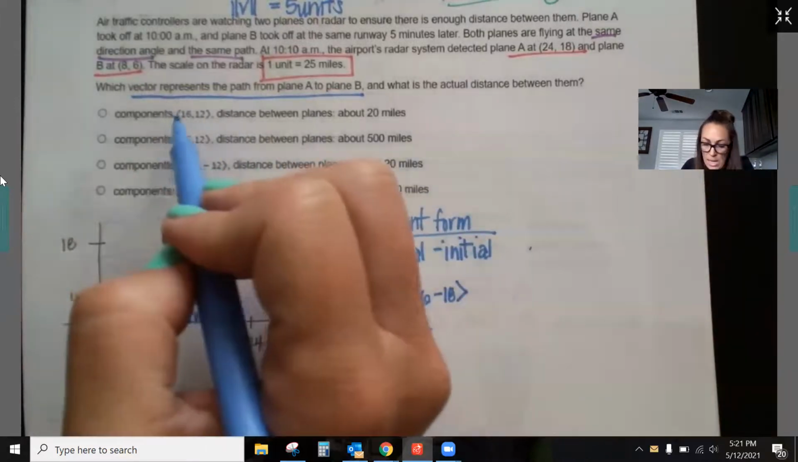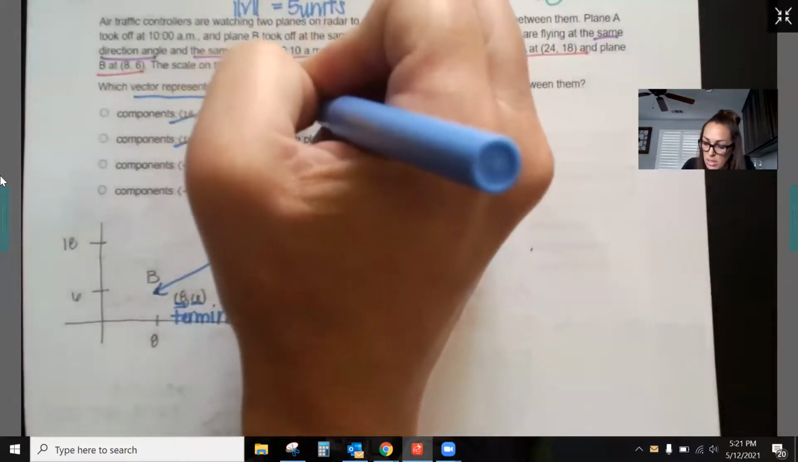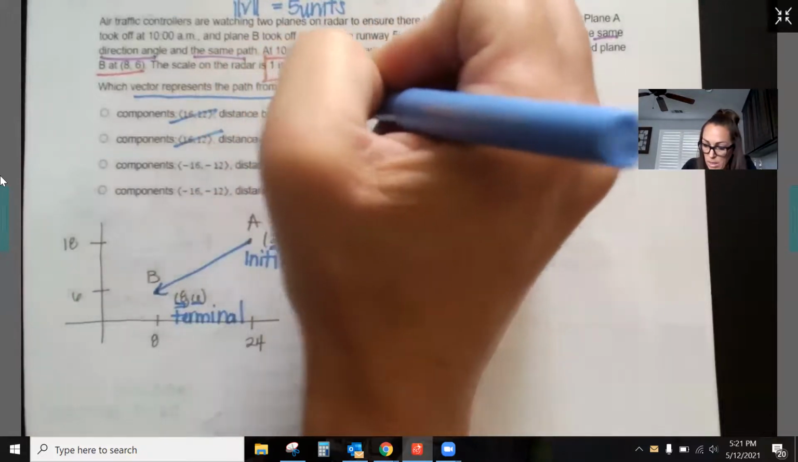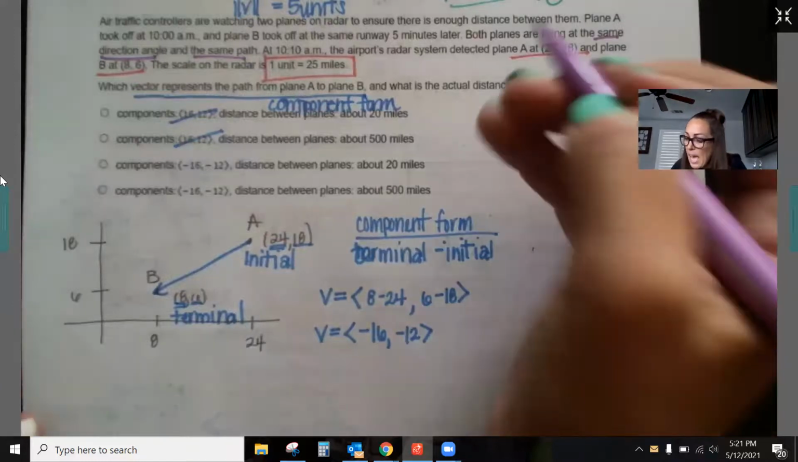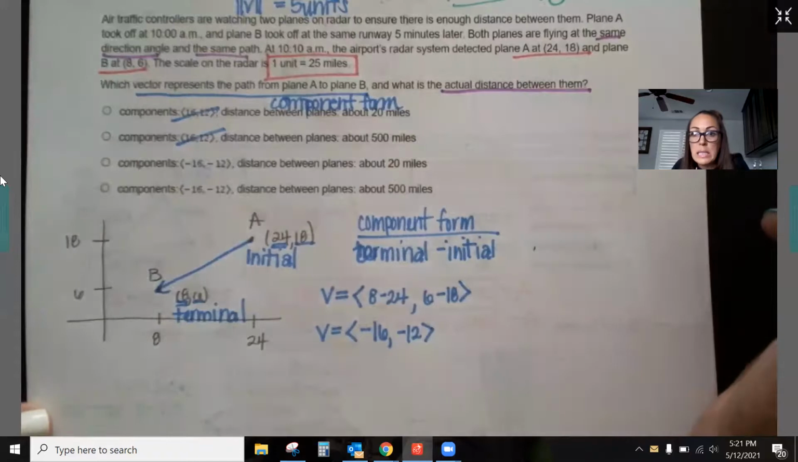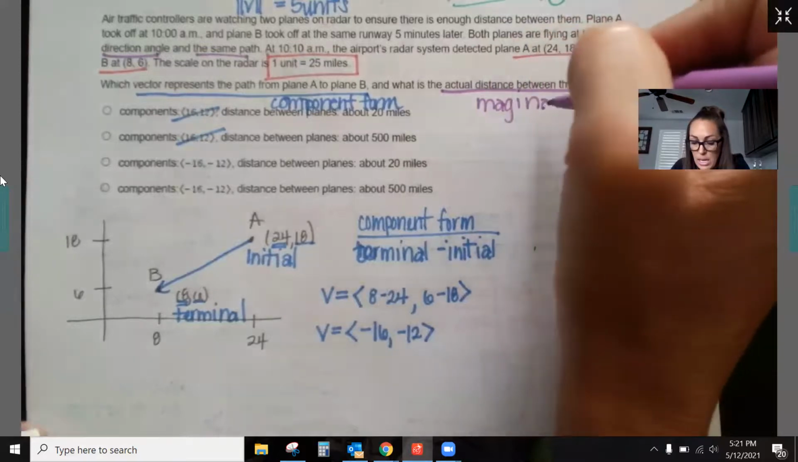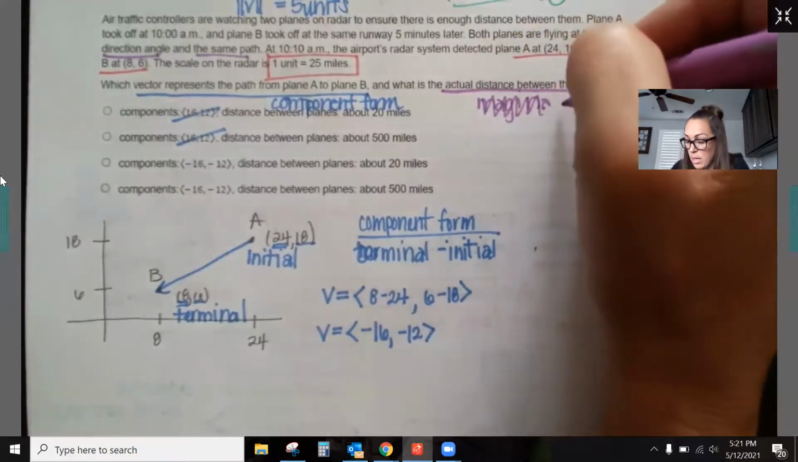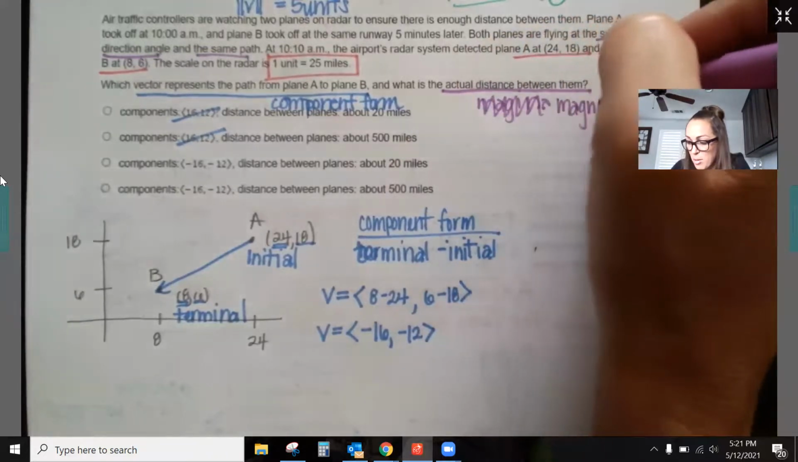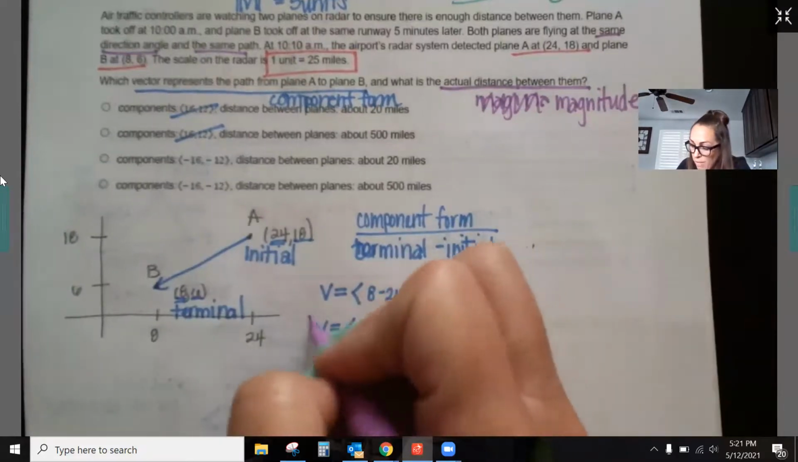So when we talk about this path, we're talking about the component form. And it also says, what is the actual distance between them? Distance. Again, this is going to be talking about the magnitude. Magnitude is another way to say the distance. So when we talk about the actual distance, we want to know the magnitude of our vector here.